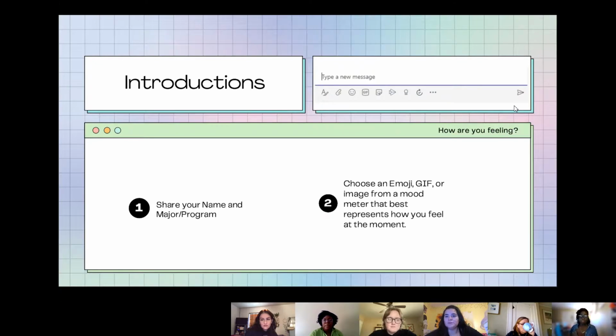So choose an emoji or a GIF or any image from the mood board that represents how you feel currently. We have a couple of weeks into the semester under our belt, and of course it's Friday. Just choose something, put it in the chat box, and then we'll go around and share your name, your major and program, and then why you chose the emoji, GIF, or image from the search bar.